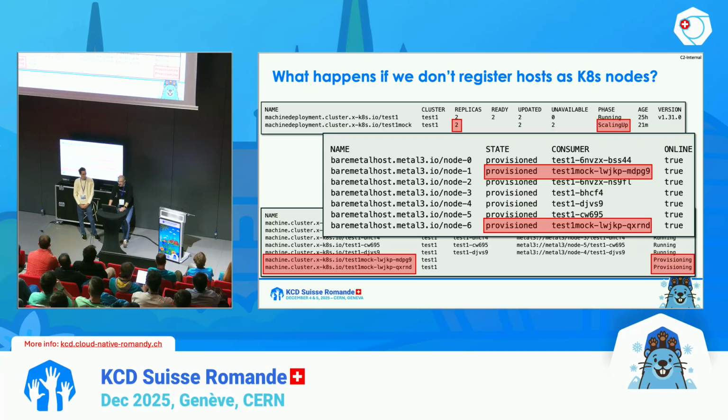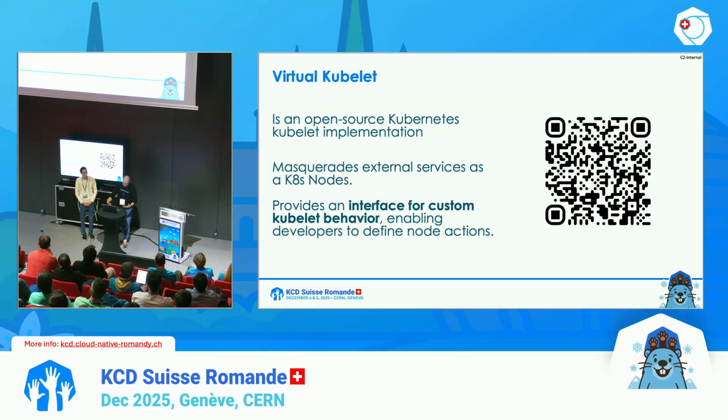So this is where we went back, looked at the Kubernetes ecosystem, and asked, OK, can we reuse something that is already available? And this is where we learned about the Virtual Kubelet. That is an open source project that is part of Kubernetes that provides a way to develop custom kubelet implementations. And this is generally used to take external services, like a serverless endpoint, and present it in Kubernetes as a node.